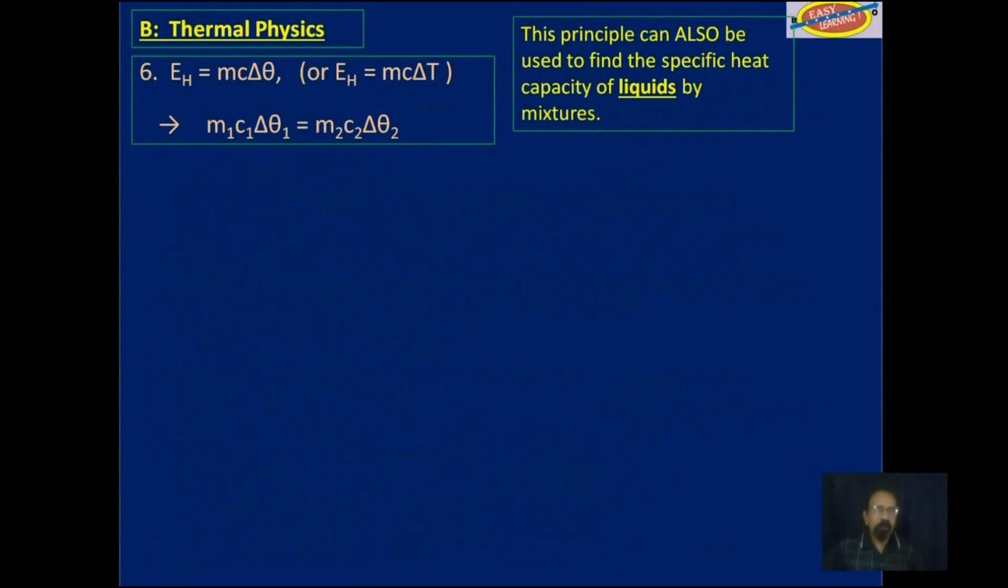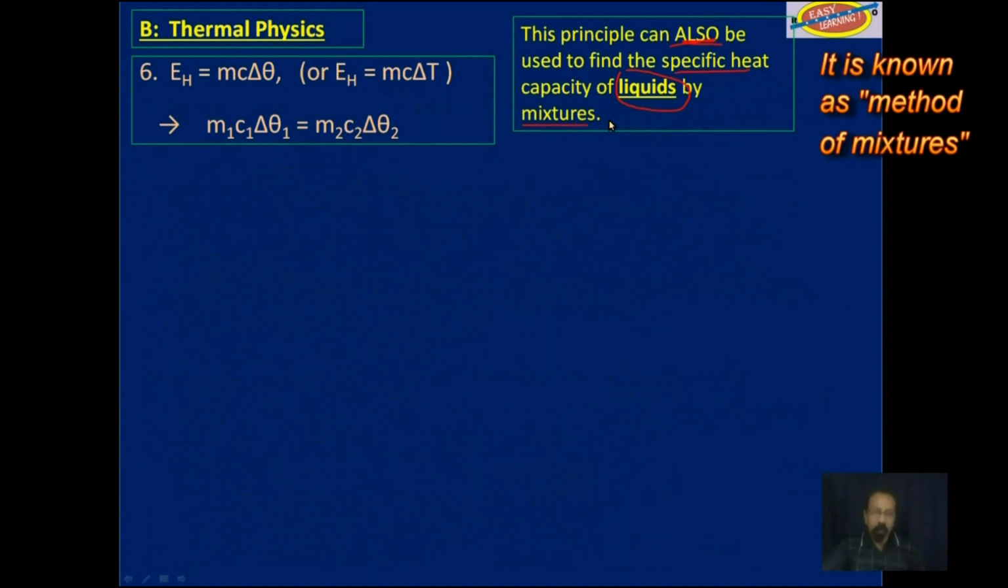Now that same principle can also be used to find the specific heat capacity of liquids by mixtures. Remember, you're mixing a metal. Technically, you're not really mixing, you're adding a hot metal to a colder liquid. But we will call it method of mixtures.